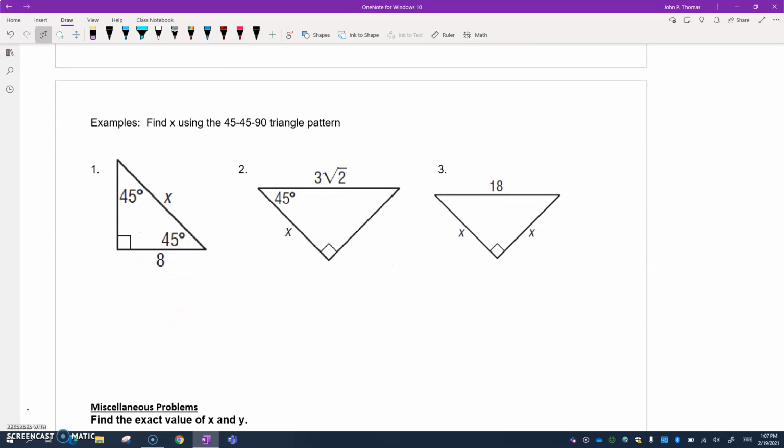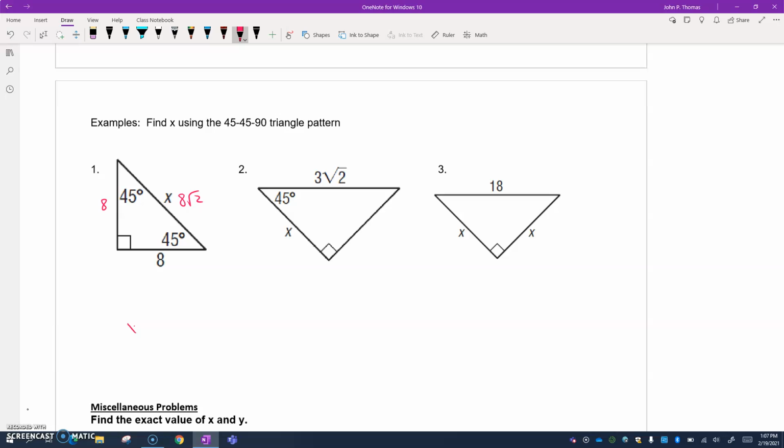So if I look at these problems on this page, in number 1, for example, I've got an 8 on the side. It's clearly a 45, 45, 90 triangle, so I know I can carry 8 over to this side. And the diagonal is going to be that 8 times a root 2.